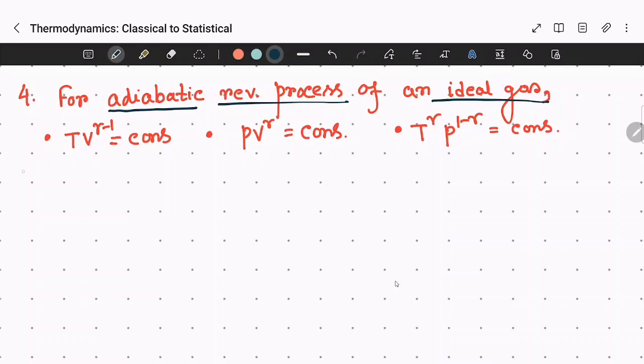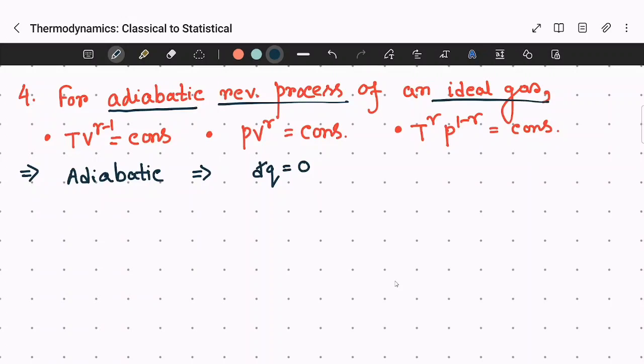Okay, so let me solve this question. First, we have to understand the adiabatic process. As I discussed previously, an adiabatic process implies that dq is 0. That means the system is not interacting with the surroundings with respect to heat. It is not exchanging any kind of heat with the surroundings. So this is an adiabatic process.